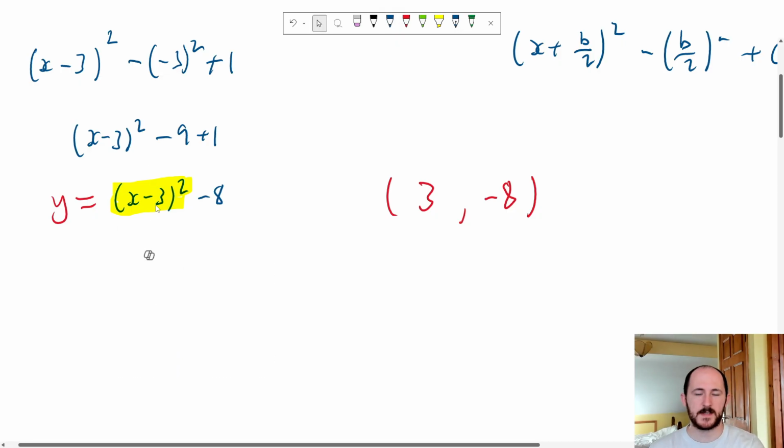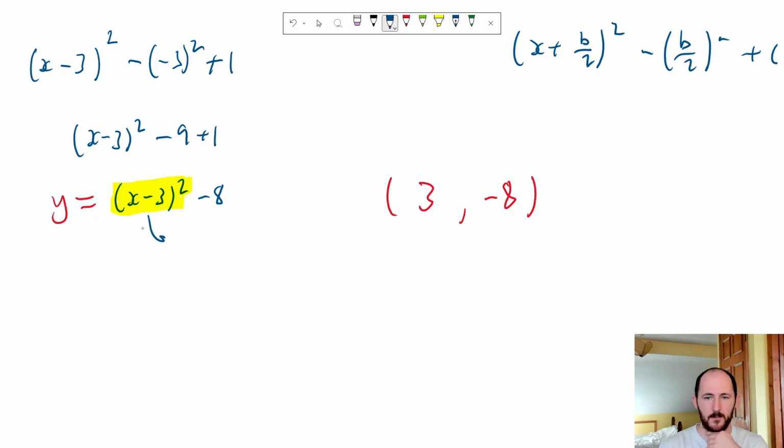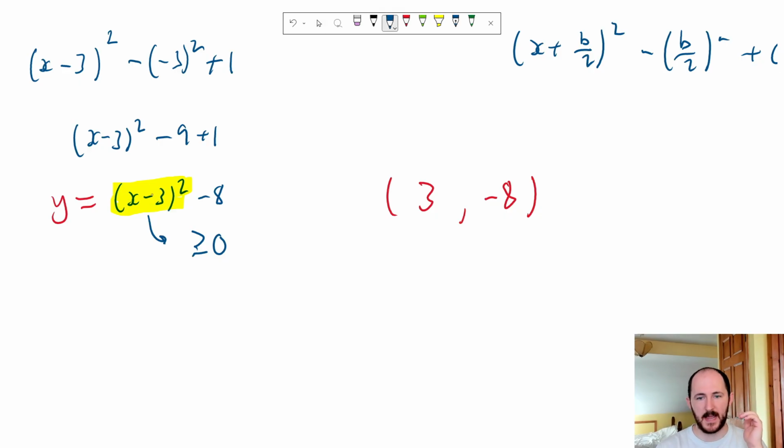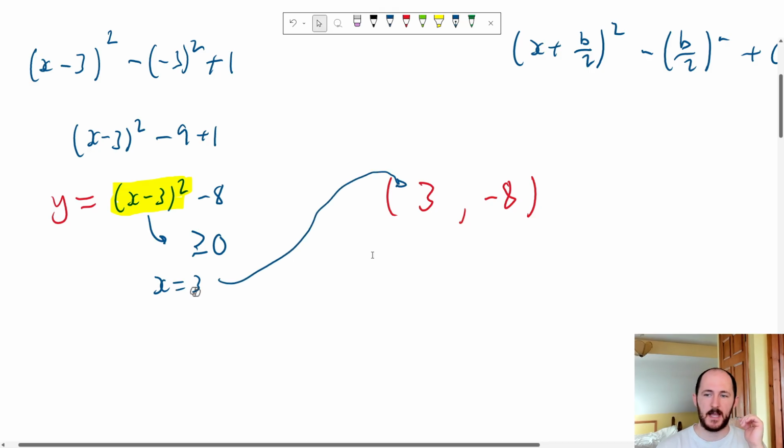So, what does that mean? It means that this thing inside the brackets is always bigger than or equal to 0. Because again, if I sub in a positive number, I square it, it becomes positive. Sub in a negative number, square it, it becomes positive as well. So the smallest it can be is actually 0. And when does that happen? That happens when x equals 3, which if you notice, is the x coordinate of my turning point.